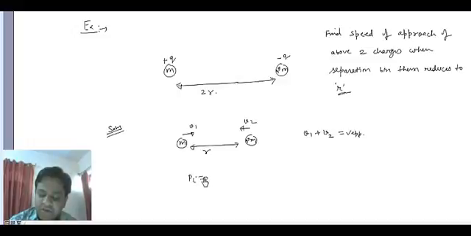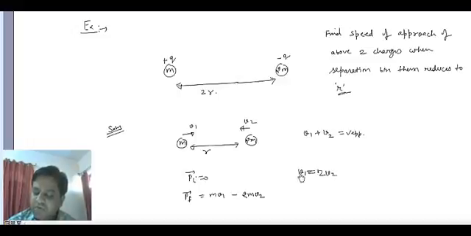Initially momentum of the system was 0. Finally the system's momentum is mv1 minus 2m v2. This is negative because the v2 is in leftward direction, right. So from this what we get is v1 is equal to 2 v2. So this is the result we got by conservation of momentum.